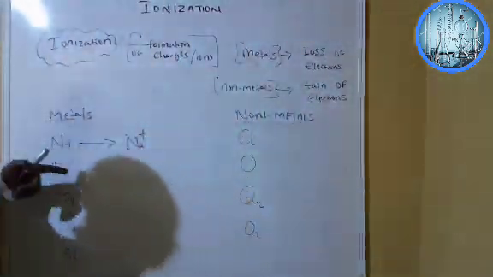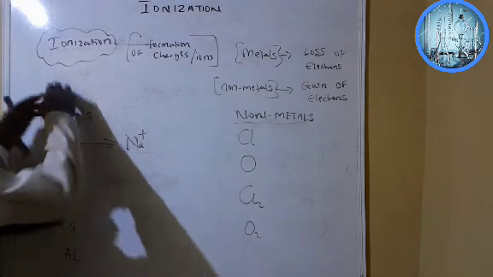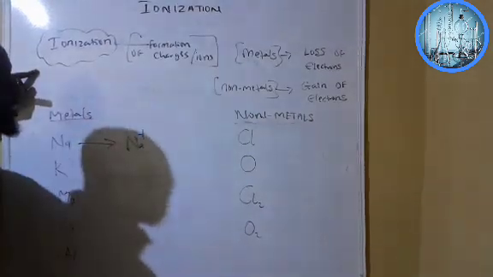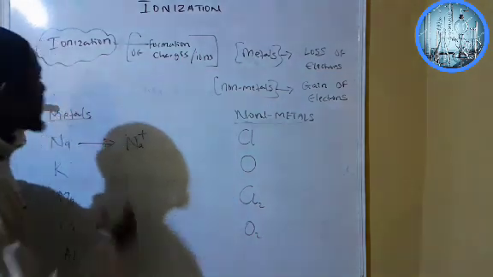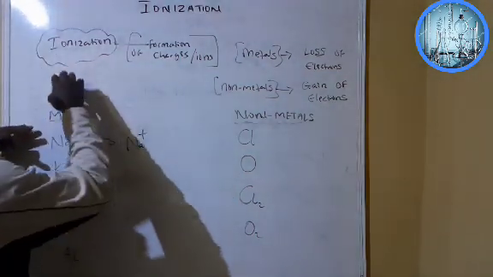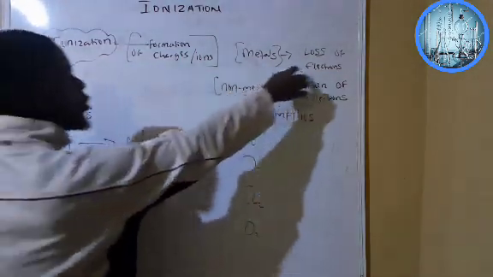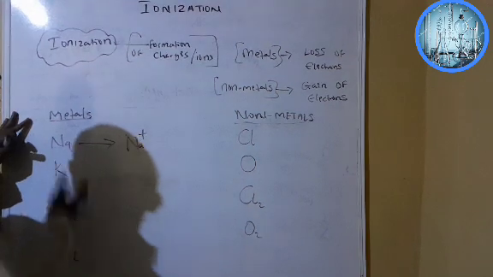Metals, in order for them to carry out this ionization process, do that by loss of electrons. In other words, metals ionize by the loss of electrons. Let's look at this part now.